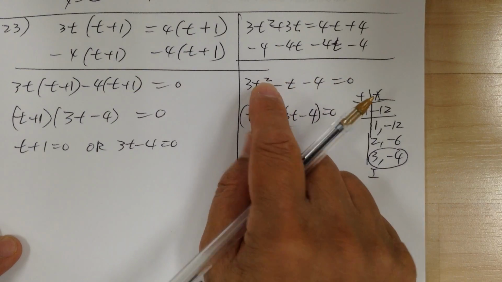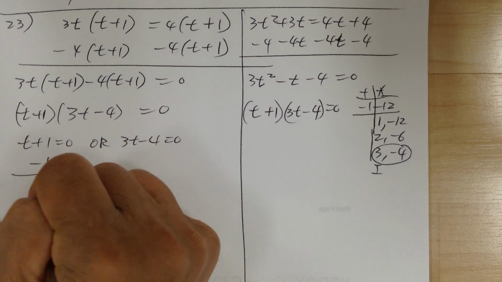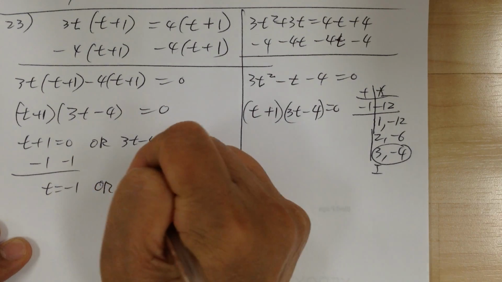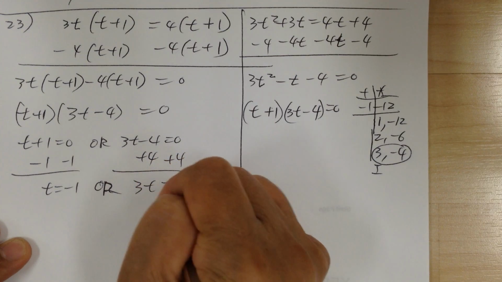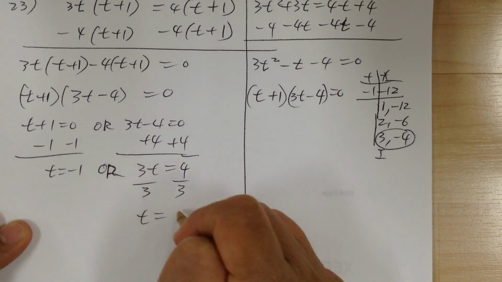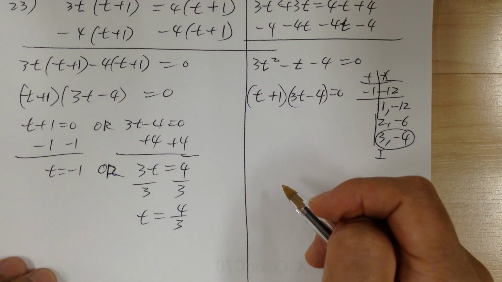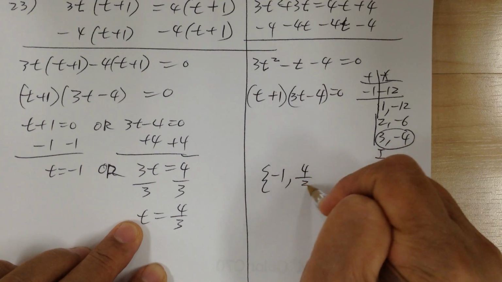So either way, from here, you minus 1 on each side. You get t equal to negative 1. Over here, you plus 4 on each side. So you got 3t equal to 4. And you divide by 3, so t equal to 4 over 3. So your solution set would be negative 1 comma 4 over 3.